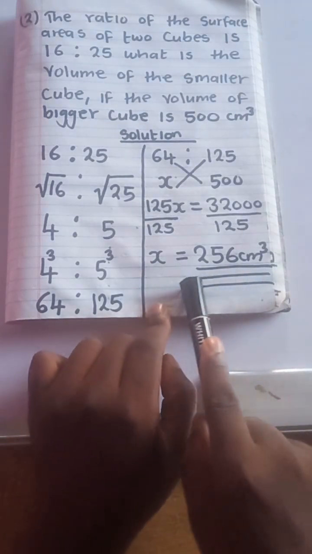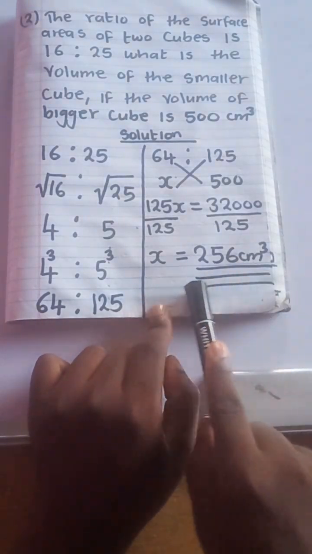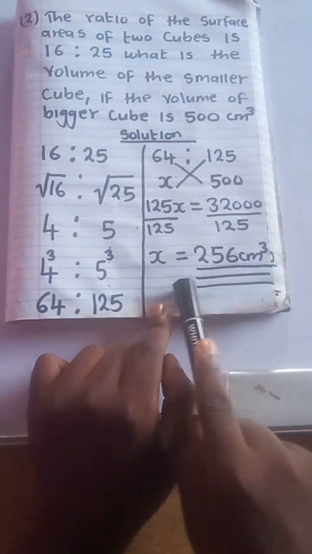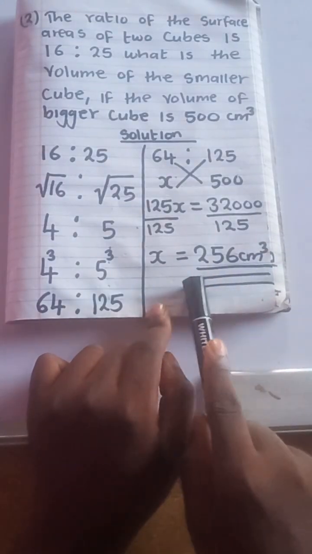So this is the volume of the smaller cube. This is how you answer this question.